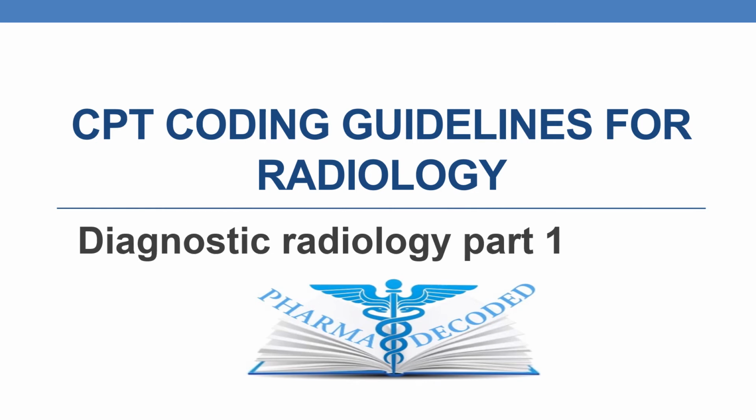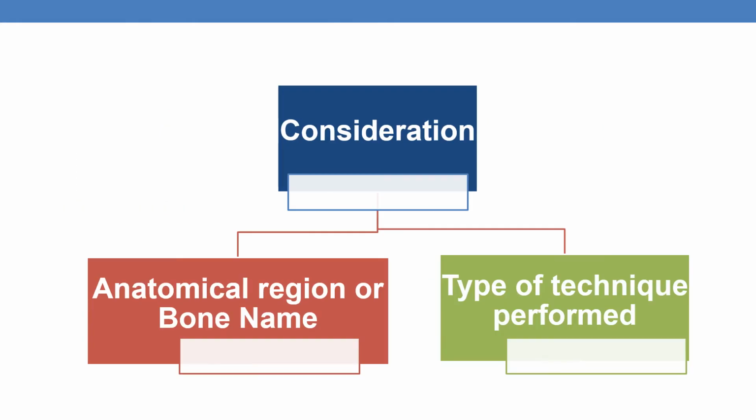Hello everyone, now let us discuss CPT coding guidelines for radiology. In the current session, we will be focusing on Diagnostic Radiology Part 1. Whenever we are assigning a CPT for Diagnostic Radiology, there are two considerations that we need to look after. The first is anatomical region or name of the particular bone, and the second is type of technique performed. Based on these two are the key terms that we must look for while assigning a code for diagnostic radiology.